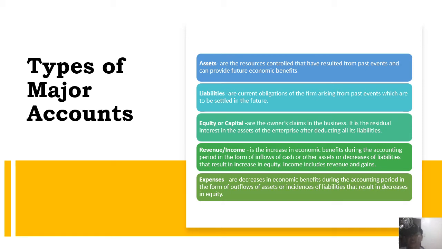Last item, expenses are decreases in economic benefits during the accounting period. So, parang napansin nyo, opposite ng definition ng revenue kasi magkaiba naman talaga sila. Magkabaliktad talaga sila. In the form of outflow of assets or incidence of liabilities that resulted in decrease in equity. Resulted in decrease of equity. So, parang opposite ang definition ng expense sa revenue or income. So, kung increases sa revenue, sa income, ay sa expense, decreases.